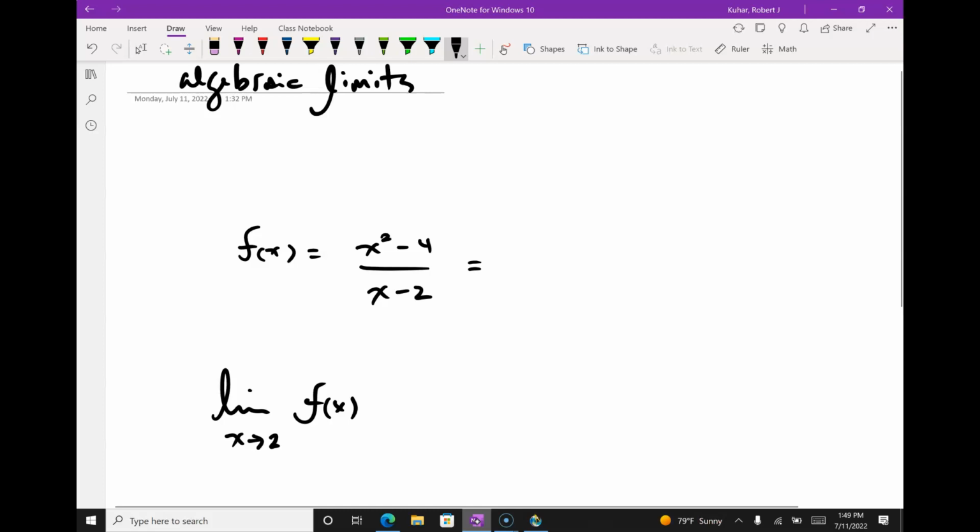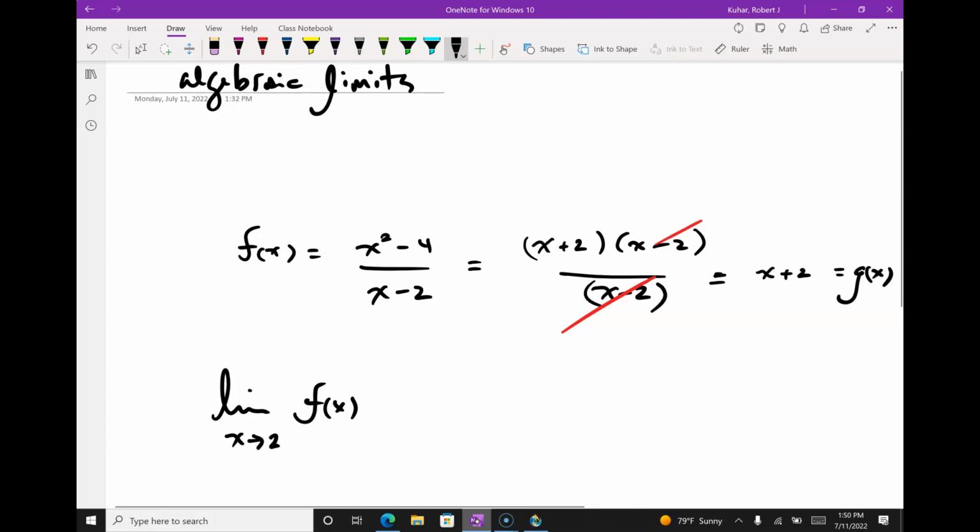This one is obviously factoring. I get x plus 2 times x minus 2 all over x minus 2, correct? And so this turns into what function? x plus 2. We'll call that guy g of x. It's only equal if x does not equal 2. f of x and g of x are exactly the same, provided that x never gets to 2.